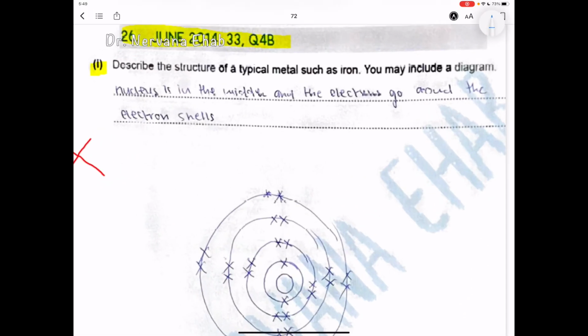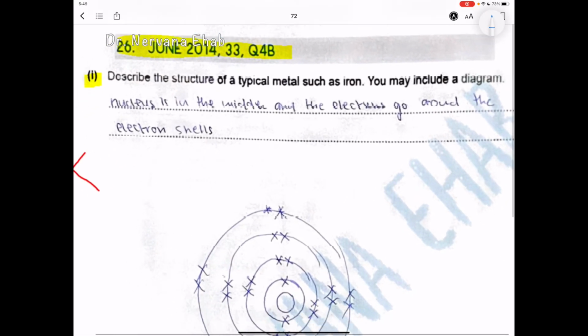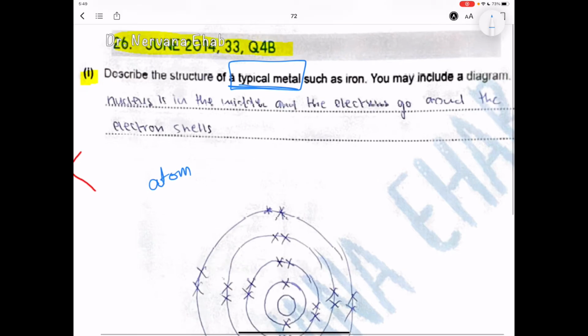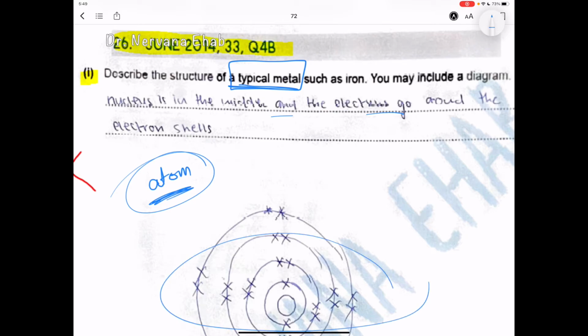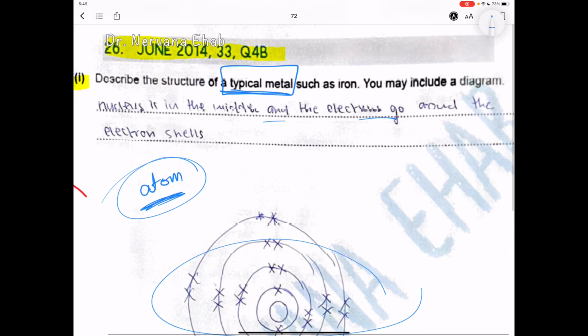Now, this question also very common. It says describe the structure of a typical metal. And the student answered the structure of an atom, and so the students described an atom and not the metal. And so make sure that you read the question very well, because this is very common. Students do not read the question well, and so the student kept on describing the atom. Nucleus is in the middle, electrons are around it, and they drew the structure of a metal, so they unfortunately lost the 2 points.